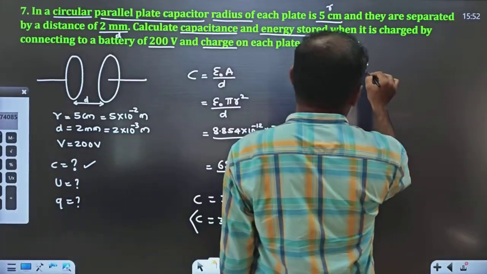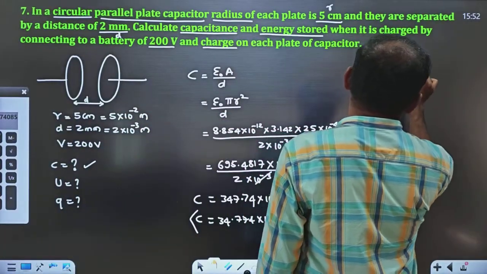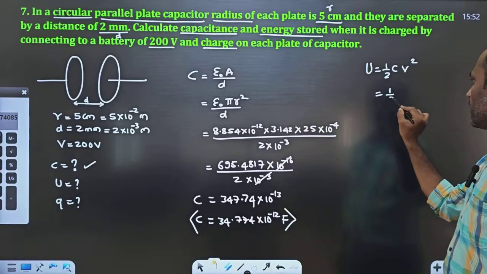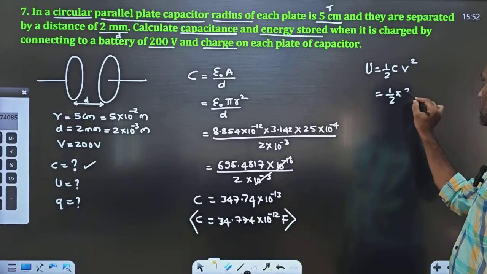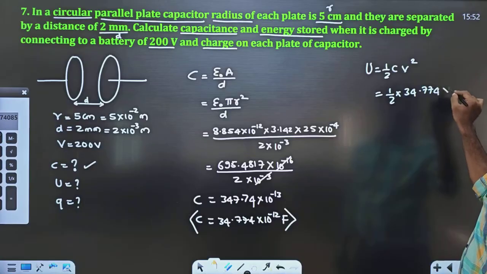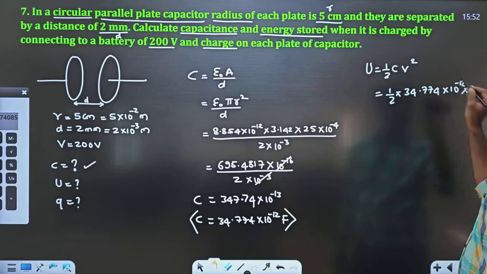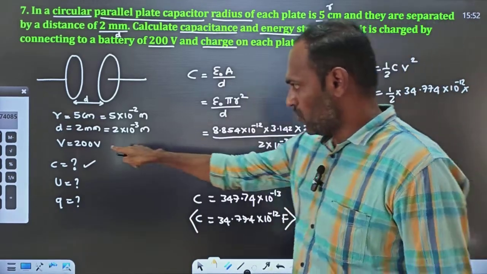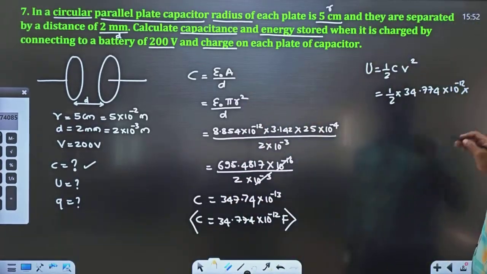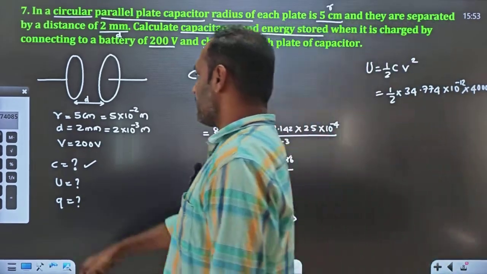To calculate energy stored, we have the formula half CV square. This is the formula of energy stored. C we already know. So half into C. How much is C? C is 34.774 into 10 to the power minus 12 into V square. V is how much? 200. 200 you can write as 2 into 10 raised to 2, or simply write it like this. 200 square is 40,000. Okay, let us simplify this.